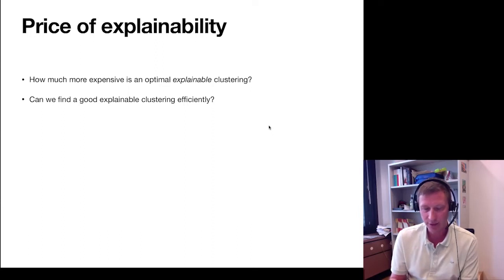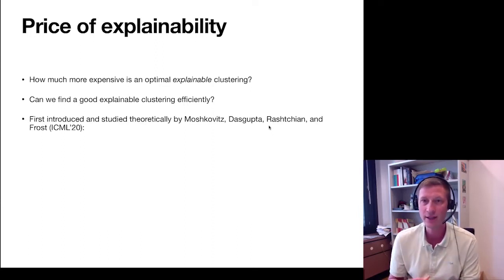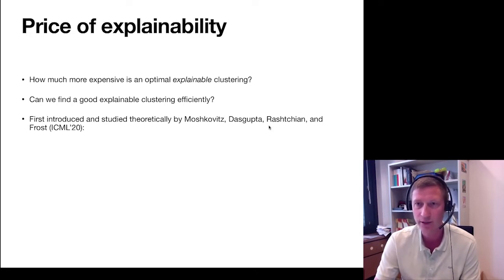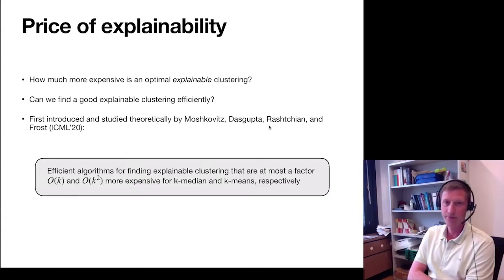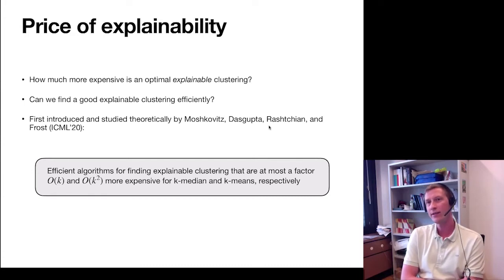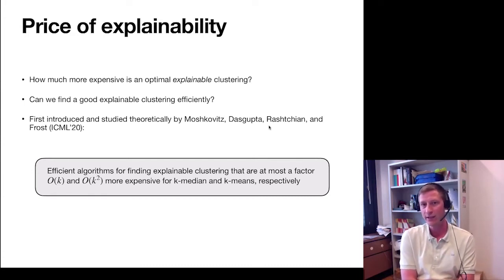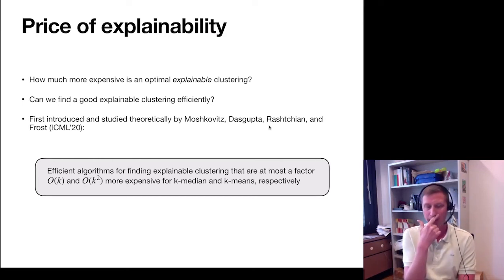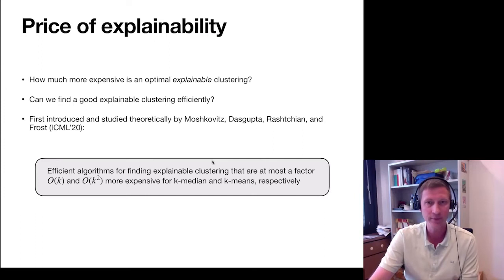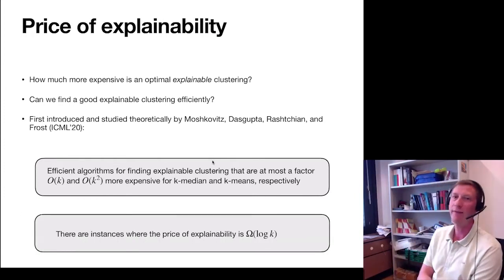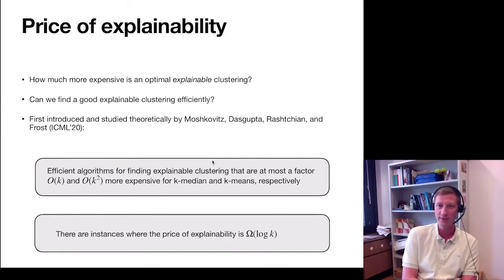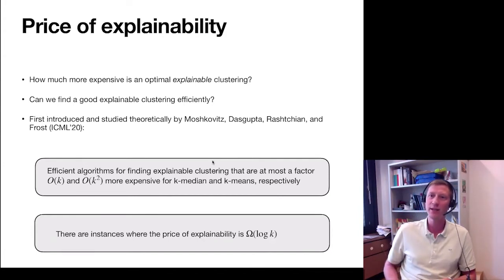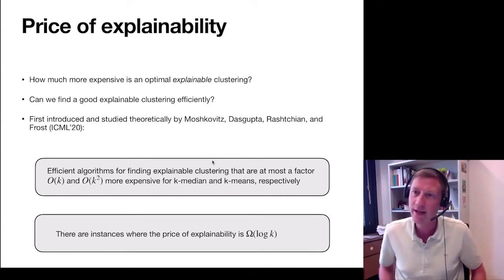As far as I know, this problem was first introduced and studied theoretically by Moshkovitz, Dasgupta, Rashtchian and Frost at ICML 2020. What they proved is that for k-median, there is always an explainable clustering that's at most a factor k more expensive than the optimal one. And there is an explainable clustering for k-means that is at most k squared more expensive than the optimal one. And we can find these efficiently. They also gave lower bounds that you have to pay a log k factor for both objectives. So there's no free lunch here. If you want to be explainable, there are instances where you have to pay a higher clustering cost.